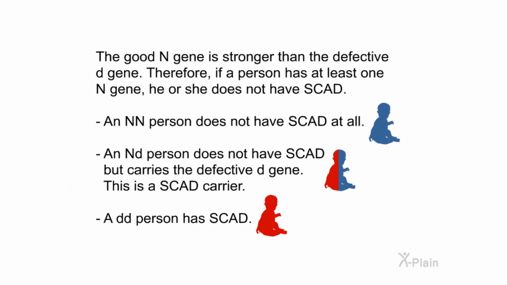The good N gene is stronger than the defective D gene. Therefore, if a person has at least one N gene, he or she does not have SCAD. An NN person does not have SCAD at all. An ND person does not have SCAD but carries the defective D gene. This is a SCAD carrier. A DD person has SCAD.